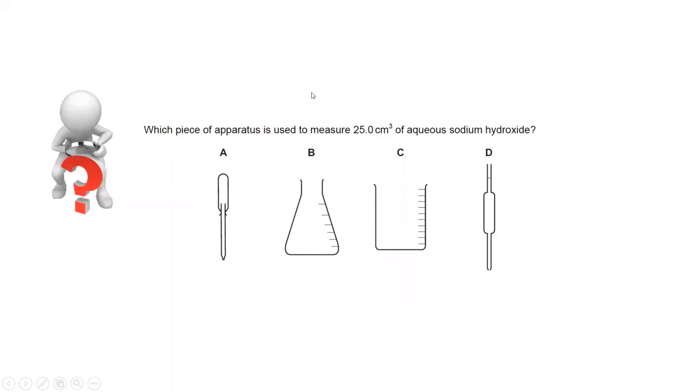Which piece of apparatus is used to measure 25.0 cm cube aqueous sodium hydroxide? This is a conical flask, a beaker. This is called a dropper. If you want to add a small quantity of a liquid, we use this dropper. A conical flask has markings, but normally it is used for swirling or shaking the mixture. So what could be the right answer for this question? C is the beaker and D is a pipette. 25.0 cm cube.